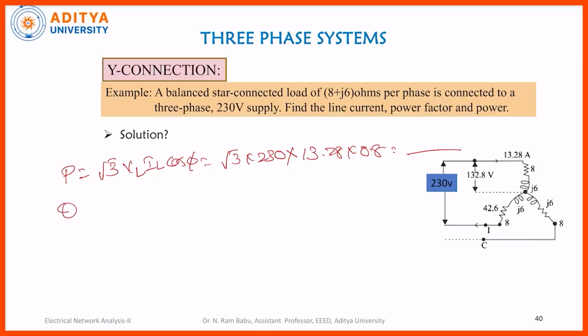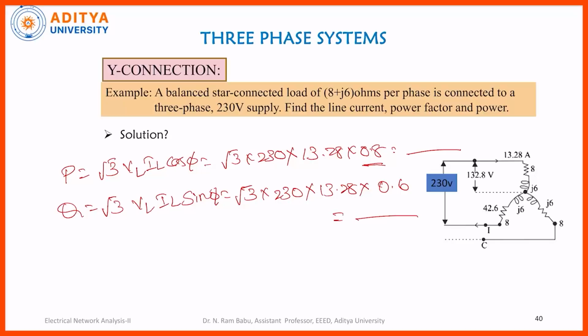And the next one is reactive power, which is denoted by Q. Here the reactive power value is root 3 times VL, IL, sin phi. So, we know the value of root 3, VL value we know 230 and IL value is 13.28. Here cos phi is 0.8, that means sin phi will be 0.6. Now, calculate it and note down the value.